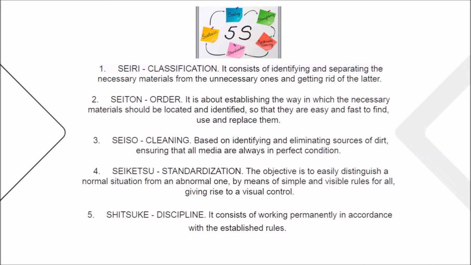1. Seiri, classification. It consists of identifying and separating the necessary materials from the unnecessary ones and getting rid of the latter. 2. Seiton, order. It is about establishing the ways in which the necessary materials should be located and identified so that they are easy and fast to find, use and replace.